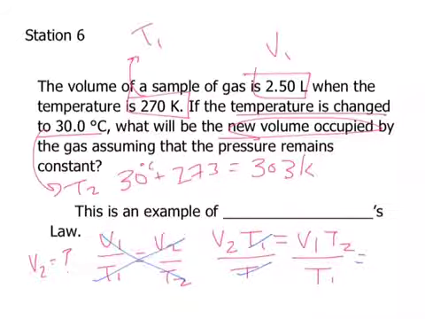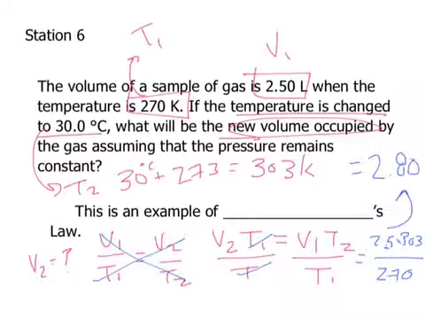So let's go ahead and plug our values in. My V1 was 2.5, and I'm going to multiply that by my T2, which was 303, and divide that by my T1, which was 270. And the answer that I'm going to get is a whopping 2.80. And since we're looking for volume, these units should be liters, okay? And since we just have volume and temperature, this is an example of Charles' law.